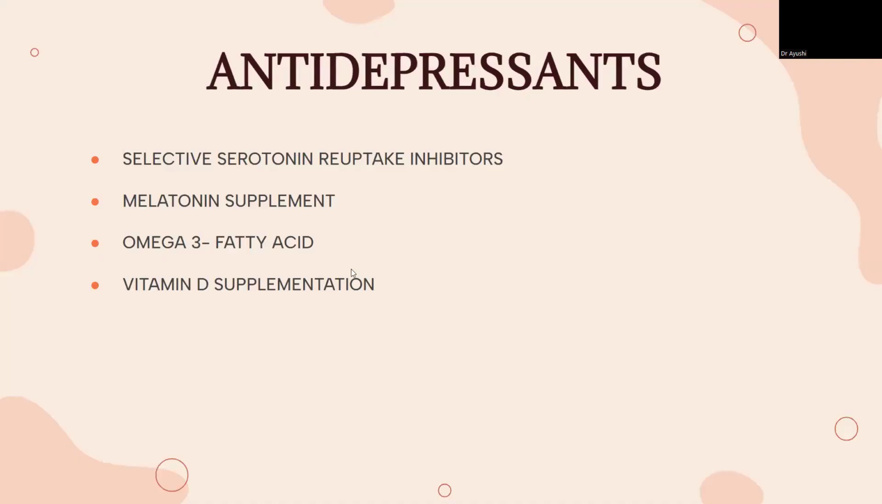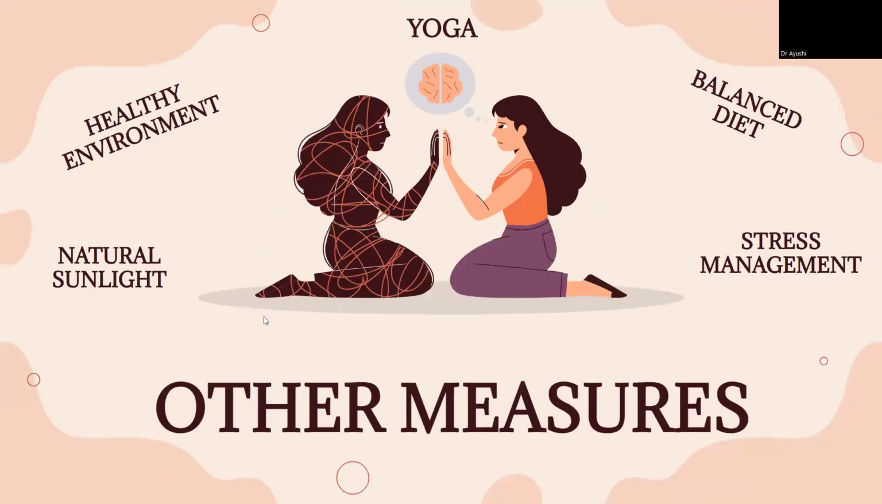Some medications such as antidepressants, selective serotonin reuptake inhibitors, melatonin supplementation, omega-3 fatty acid, and vitamin D supplementation may also be proved beneficial. Now, some measures that can be taken by the patient itself: sitting in the natural sunlight every day, having a healthy environment, some lighty and airy space for work, yoga and meditation, balanced diet, and stress management to reduce the stresses in your life.